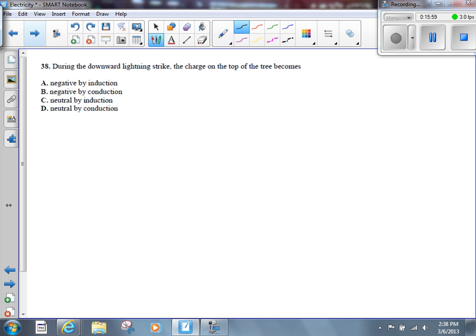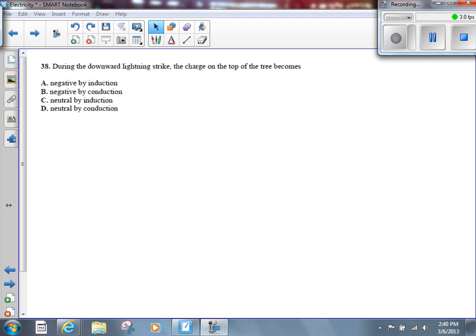Let's take a look at this one. So what's the answer to this question? Who got A, negative by induction? Nobody? B, negative by conduction. Okay, C, neutral by induction. D, neutral by conduction. Okay, the answer is B.